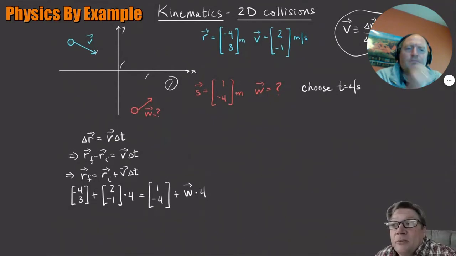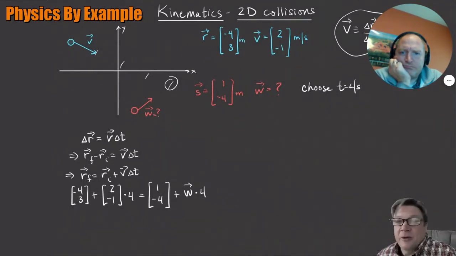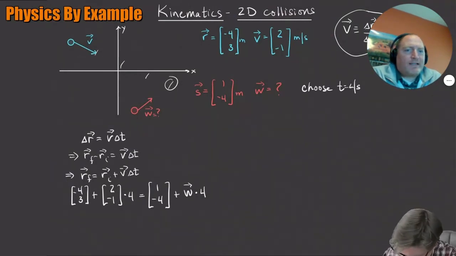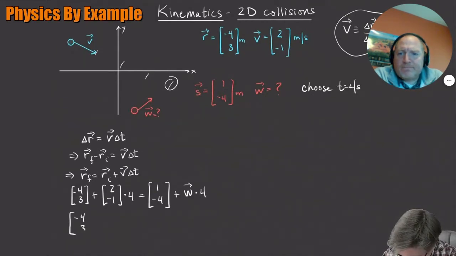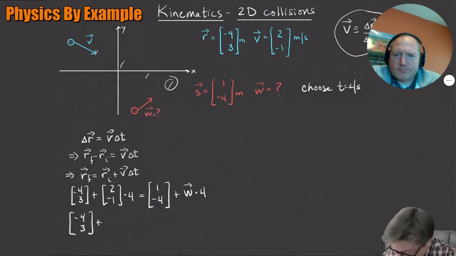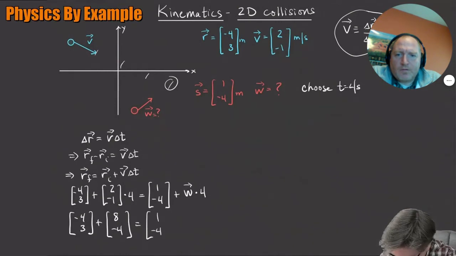Okay, so what I'm going to do, this is just a vector equation. No problem, we can manipulate vectors. So I'm just going to manipulate these vectors as their own little objects, and I'm going to solve for W. All right, cool. -4 and 3 plus, I just multiply a vector times a scalar there. I'm just going to multiply each component times the thing. So that's just going to be 8 and -4. This is equal to 1 and -4 plus 4W. Okay, neat.